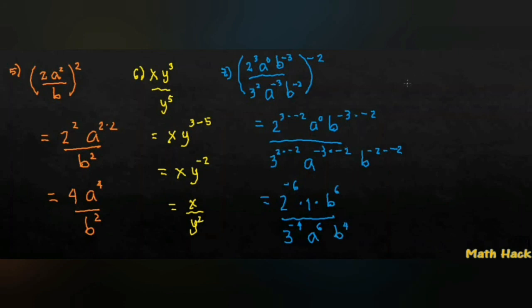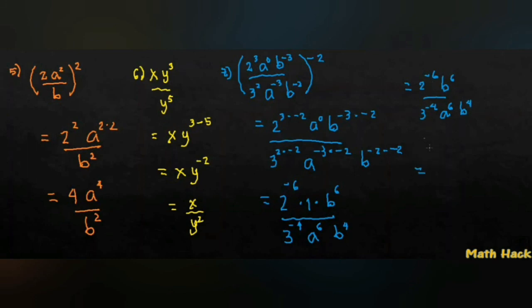Simplify pa natin. So we have 2 raised to negative 6 times 1 na lang yun, so hindi ko na isusulat. So magiging b raised to 6 over 3 raised to negative 4 times a raised to the positive 6 times b raised to 4. Pansinin na meron pa tayong b at b to the power of 6 at saka b to the power of 4 sa baba.